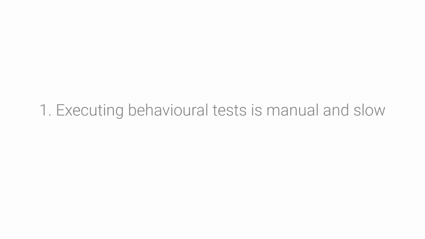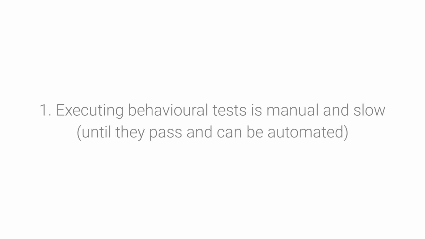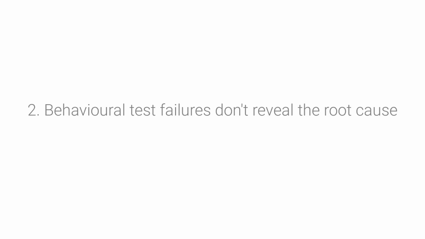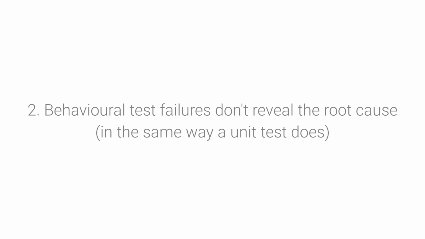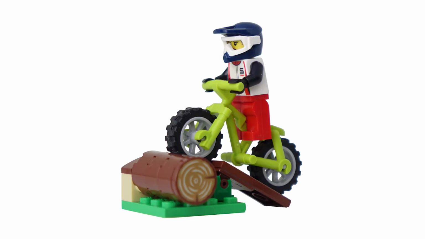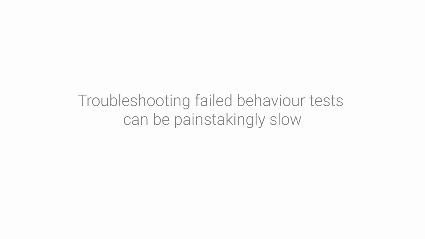Behavioral testing has two drawbacks that are worth keeping in mind. Running behavioral tests is very slow. Once they pass, then the test can be automated, but until then it must be run manually. And behavioral tests rarely reveal the root cause of an issue in the same way that a unit test does. If my motorbike doesn't start, I have to check 7 preconditions and that I was taking the correct action in order to get the expected result. Troubleshooting what went wrong can be slow.